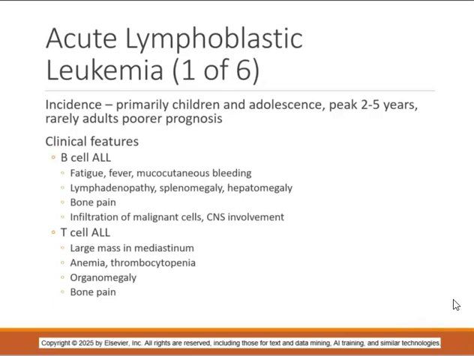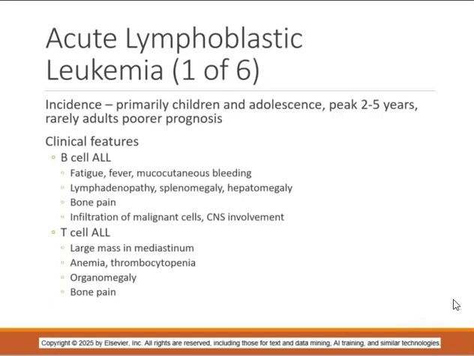Lymphadenopathy, splenomegaly, hepatomegaly, and one of the hallmark features that we see is bone pain. The kids complain of bone pain. Now, what can also happen, if it gets pretty advanced, is it can get into the central nervous system, where the malignant cells will cross the blood-brain barrier and get into the brain, and then we'll see it in the spinal cord. That's definitely not a good sign.